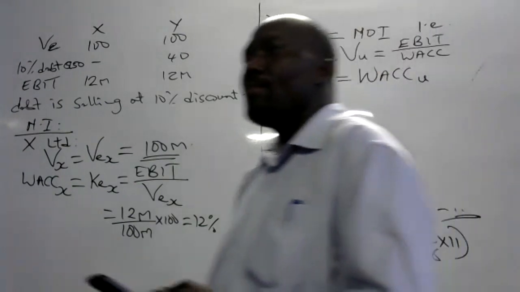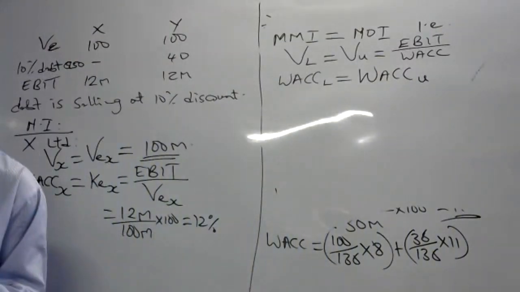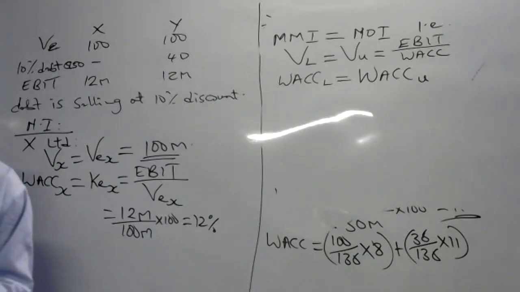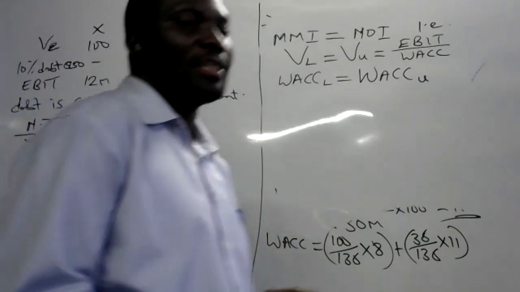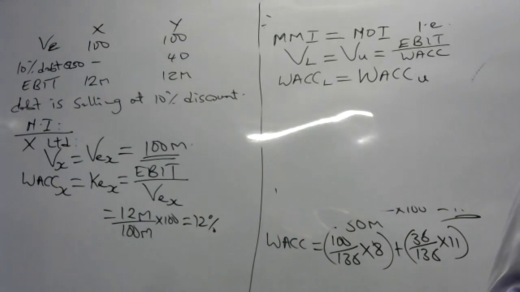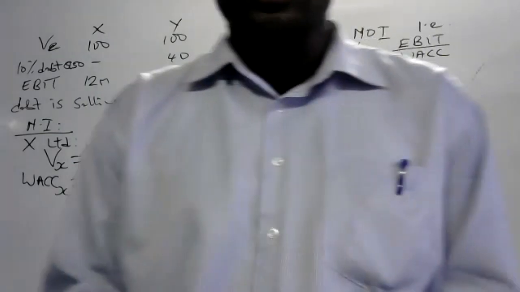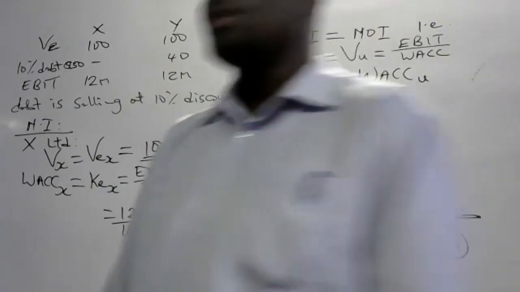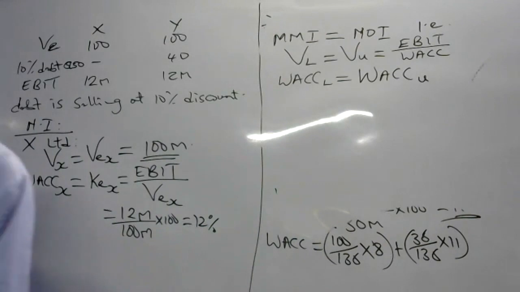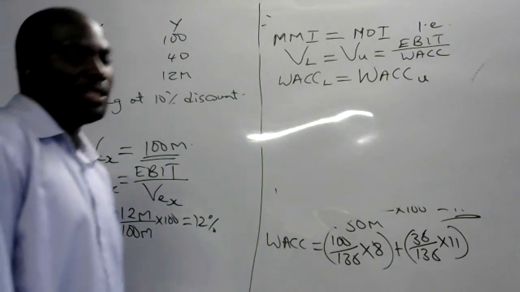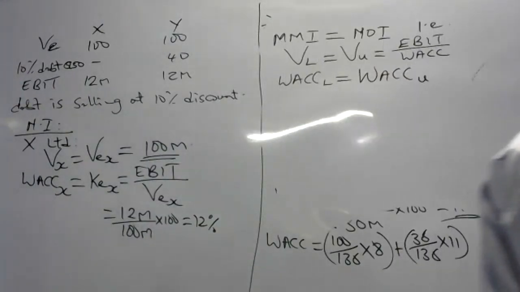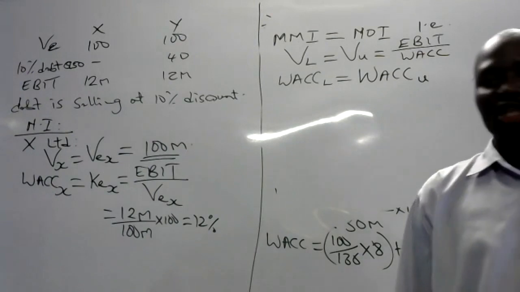So we say this. MM argued that where tax exists, capital structure financing decisions will be relevant, because of the interest tax shield.